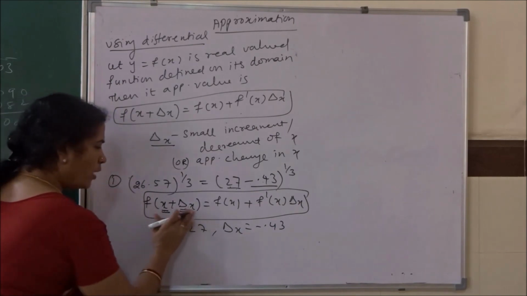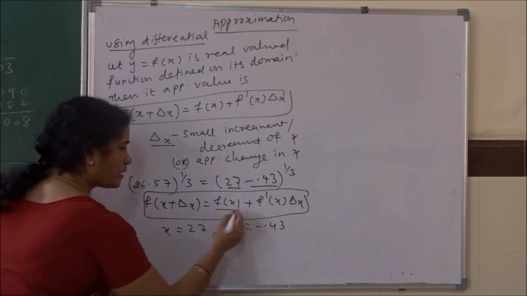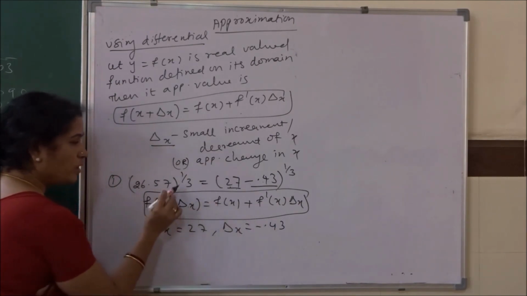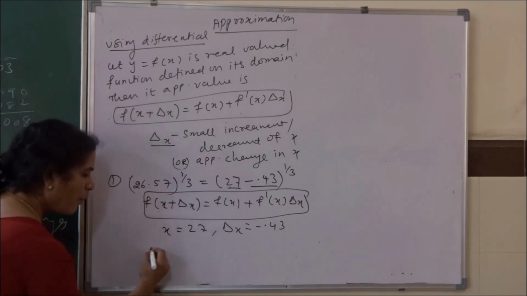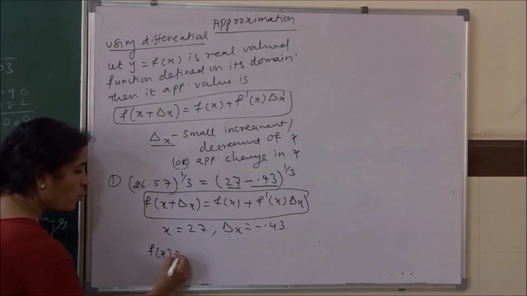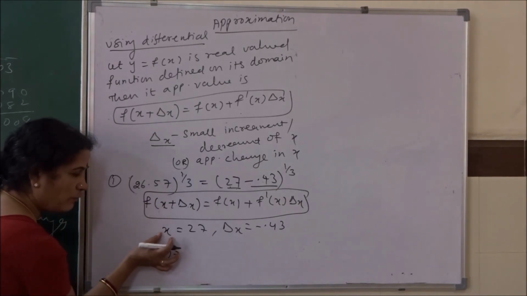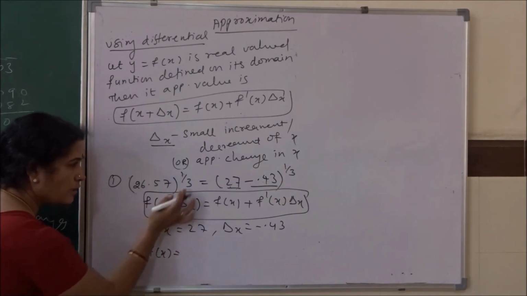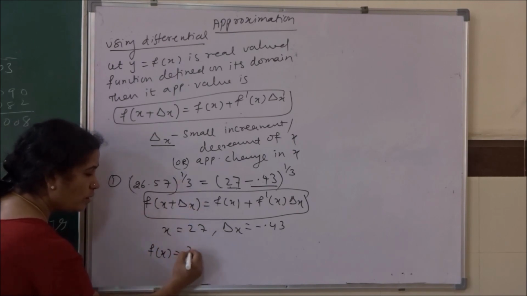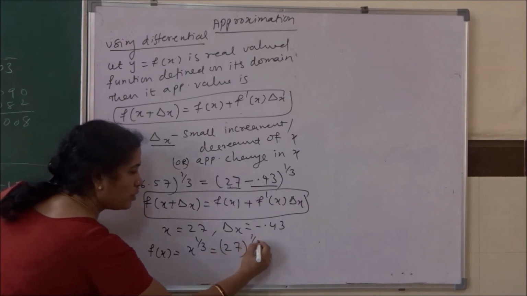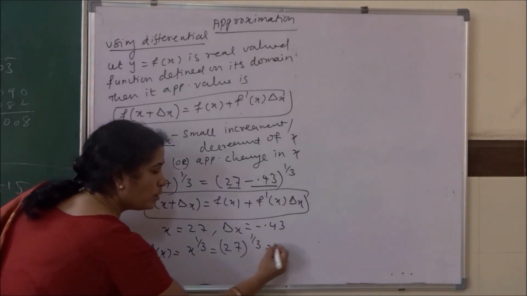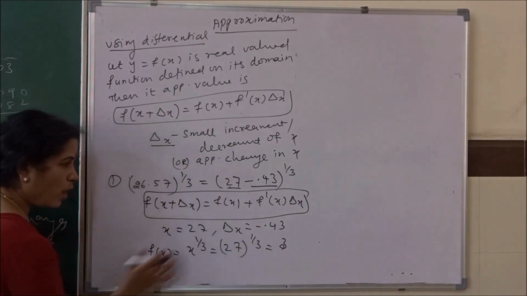Clear? Now what we require as per the formula is f of x. f is the function. What is the function here? That is the cube root. So f of x is x power 1 by 3. At x equal to 27, that is 27 power 1 by 3. What is the cube root of 27? That is equal to 3. So we have f of x.